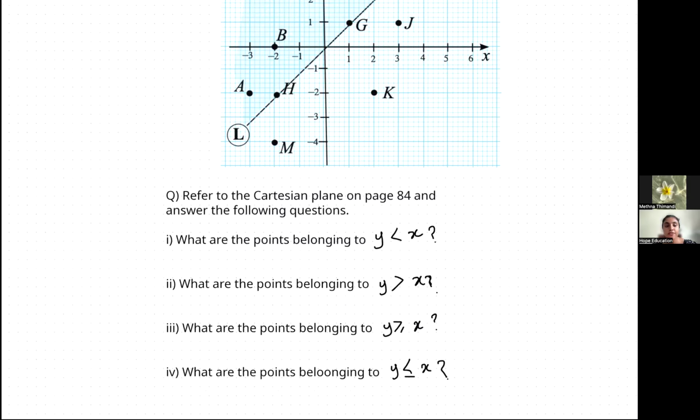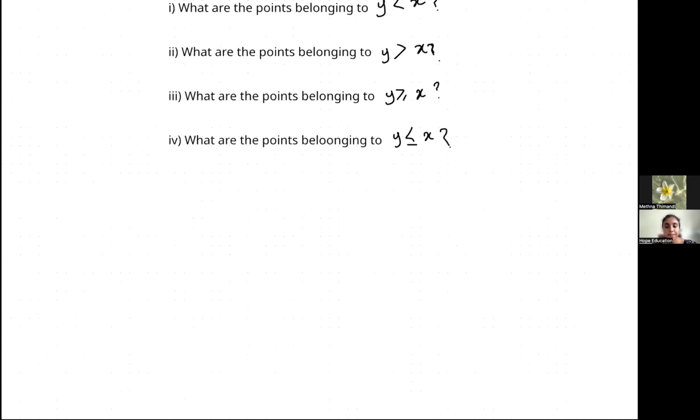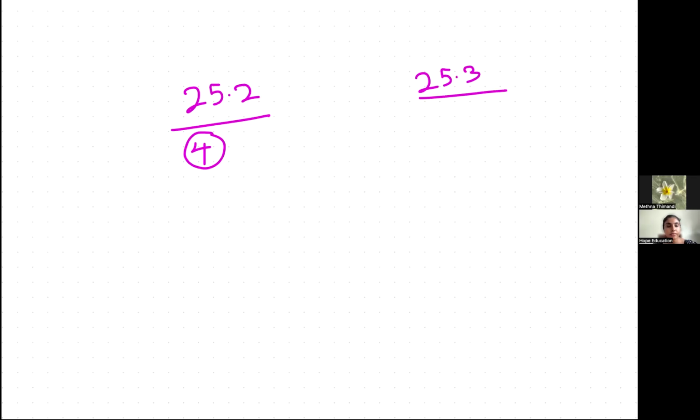In exercise 25.2, can you try the 4th question? It says which of the following points belong to both the regions. Then in exercise 25.3, do the 3rd question.